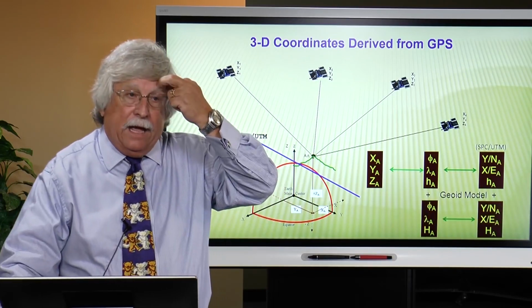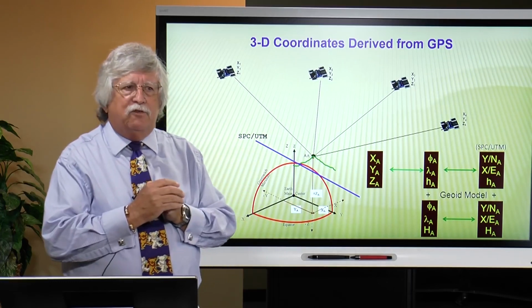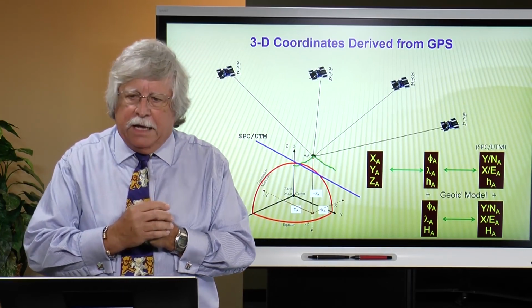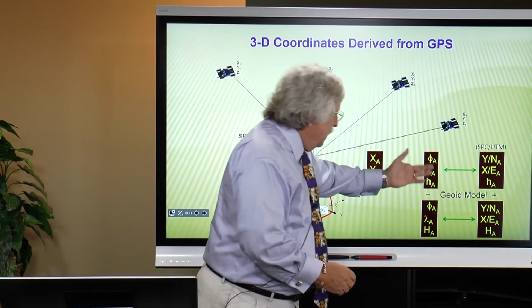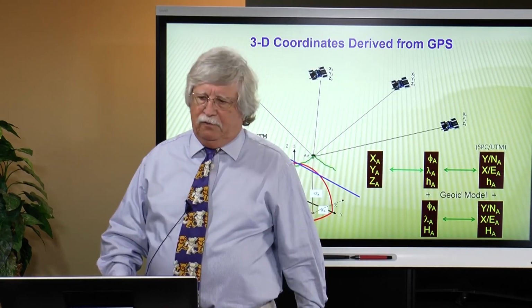Finally, adding that last component, the geoid model, that is the model that tells you that difference between the reference ellipse and the geoid, can now provide you with latitude, longitude, and orthometric height, or northing and easting, state plane coordinates, UTM coordinates, and orthometric height.